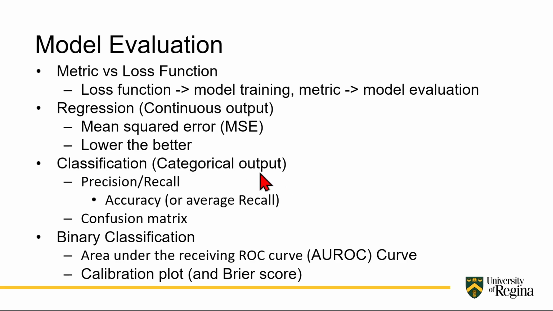In classification, in which we have categorical outputs, we can use precision, recall, confusion matrix, or accuracy, or the average recall in general. In the case of binary classification, we can use ROC curves and calculate the area under the ROC curve. And also we can use calibration plots and Brier scores.